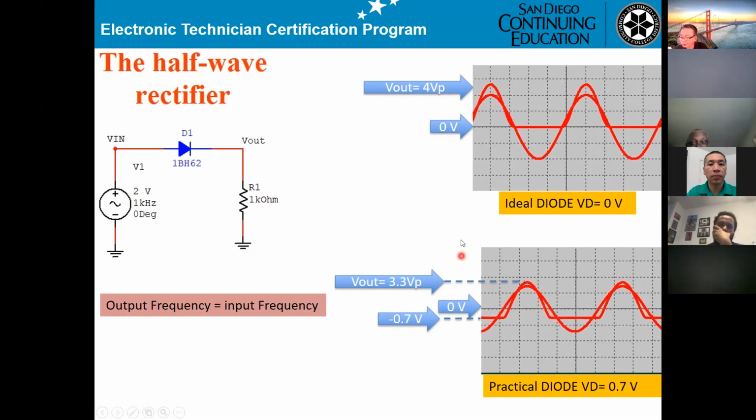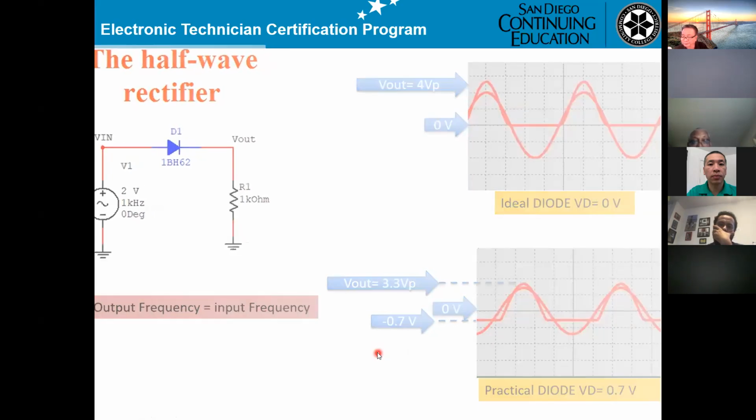The thing is you have to take 4 minus 0.7. Make sure you understand this when you're doing your lab, you will see exactly the same thing. And they want to measure whatever you're able to do.